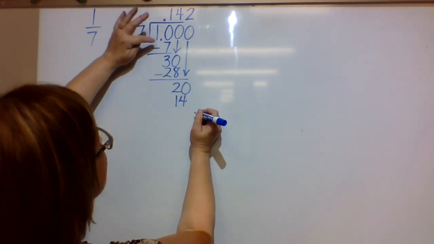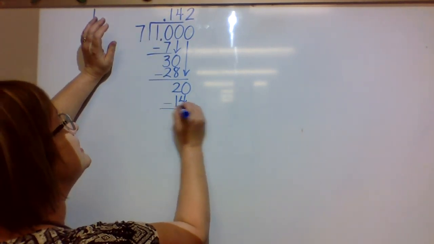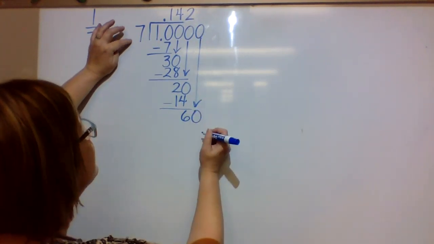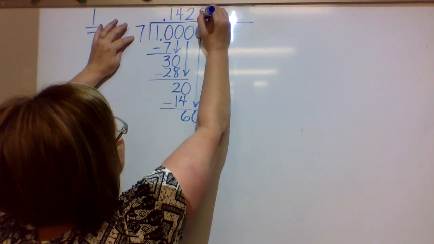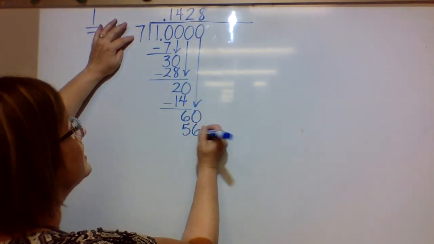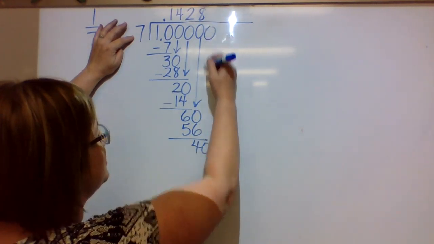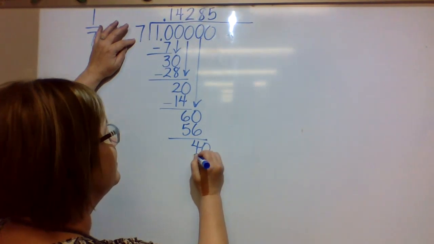I need to make sure I'm concentrating here. My brain tends to get ahead of me and then I make mistakes. Okay, so annex another 0. 7 goes into 60 eight times, 7 times 8 is 56. 60 minus 56 is 4. I'm going to quit making my arrows. You get the idea. 7 times 5 is 35.